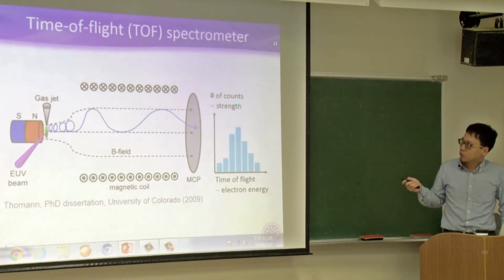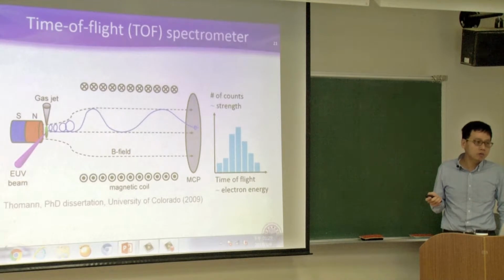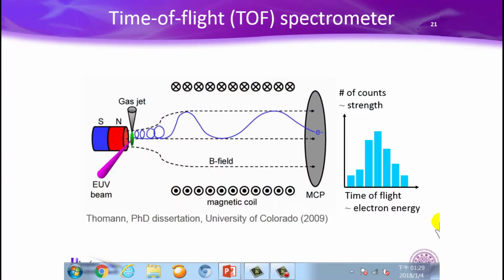Vertical axis proportional to the number of counts. It's proportional to the strength, right? The more the electron with certain velocity, the higher the number of counts you can record. So in this way, they can measure the electron spectrum with this TOF spectrometer.